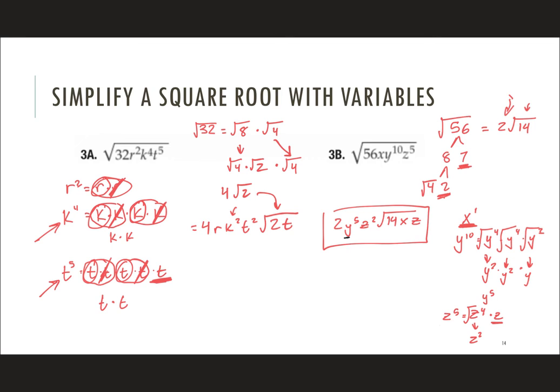Then finally, z to the 5th. We did the same thing earlier with t to the 5th. Again, I broke it up into z to the 4th power. 4 divided by 2 is 2. So a z squared comes out. But then this leftover z stays inside of the radical. Okay? So whenever you have a positive exponent, you can just divide the exponent by 2, and that is the correct exponent that comes out. If the exponent is odd, you can still divide by 2, but whatever's left over is going to stay inside.